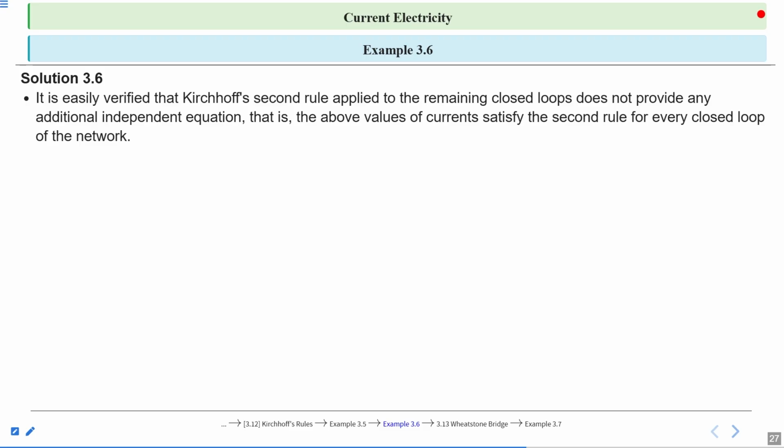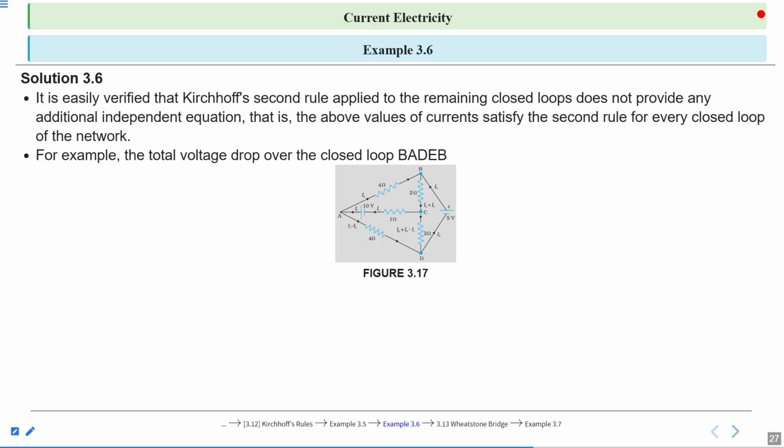It is easily verified that Kirchhoff's second rule applied to the remaining closed loop does not provide any additional independent equation. That is, the above values of current satisfy the second rule for every closed loop of the network. For example, the total voltage drop over the closed loop BADEB. So we have solved the problem. We have found all the variables I1, I2, I3 with 3 loops. If we take another loop, this will not give us any additional information.